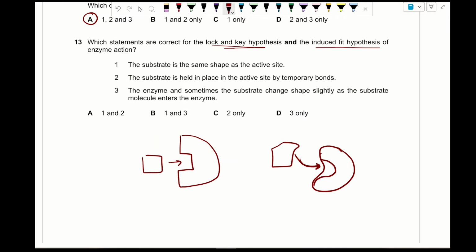Now let's see the suggestions that we have here. 1, the substrate is the same shape as the active site. In this case, it's only for the lock and key hypothesis, not for the induced fit. As we said, in induced fit, the active site actually changes shape to become more complementary and match the substrate. Therefore, this is incorrect. For 2, the substrate is held in place in the active site by temporary bonds, which are weak bonds. This is correct. They cannot be catalyzed if they're actually not holding on. For both. 3, the enzyme and sometimes the substrate change shape slightly as the substrate molecule binds. Now we said what changes shape is in the induced fit hypothesis only. So this is incorrect, and the correct answer must be C.